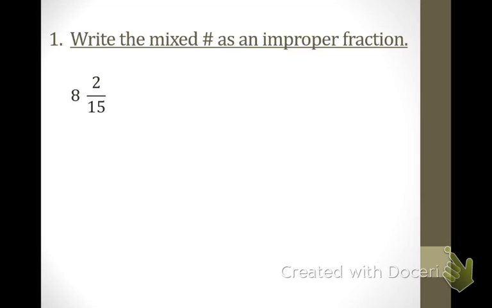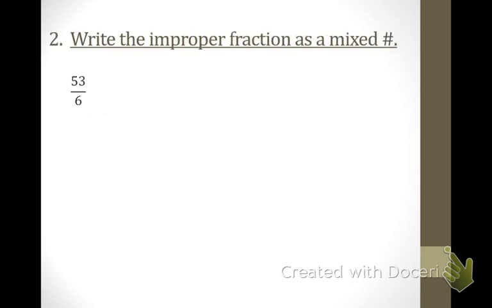It says to write the mixed number as an improper fraction. Who can tell me what it is that I need to do? Multiply 8 times 15. Okay, what is 8 times 15? 120. And then what do I do? Add 2. Then you're going to add 2. So what's my answer? 122 over 15. 122 over 15 is correct. Okay, simple enough.